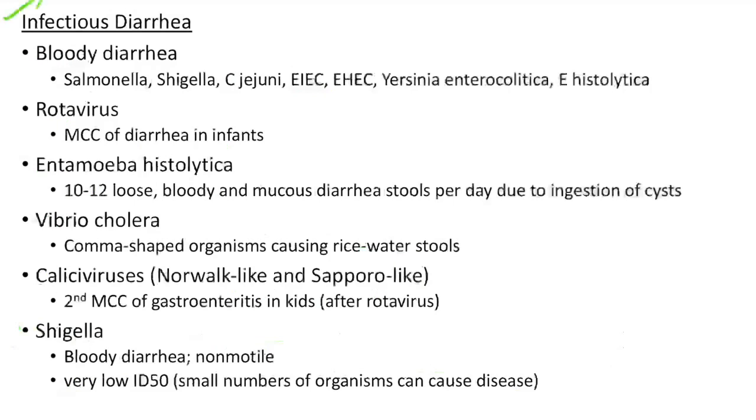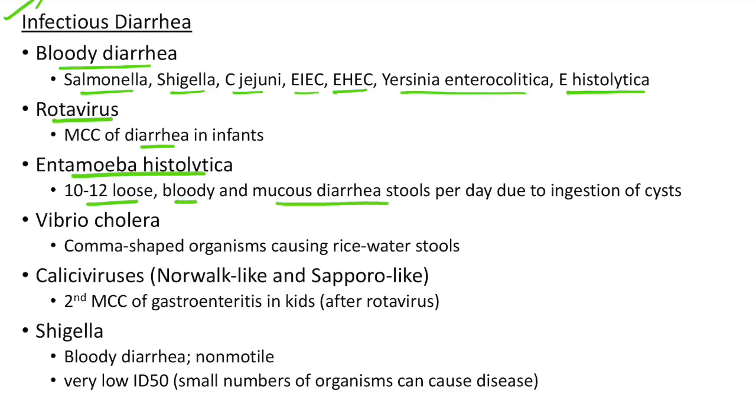Now let us discuss about infectious diarrhea. Bloody diarrhea can be caused by Salmonella, Shigella, Campylobacter jejuni, enteroinvasive E. coli, enterohemorrhagic E. coli, Yersinia enterocolitica and Entamoeba histolytica. Rotavirus is the most common cause of diarrhea in infants. In Entamoeba histolytica, there will be 10 to 12 loose, bloody and mucous diarrhea stools per day due to ingestion of cysts.